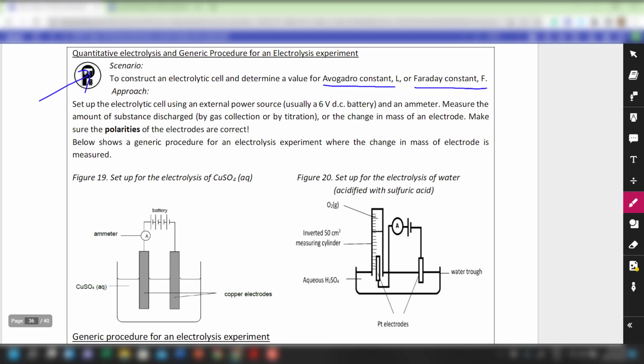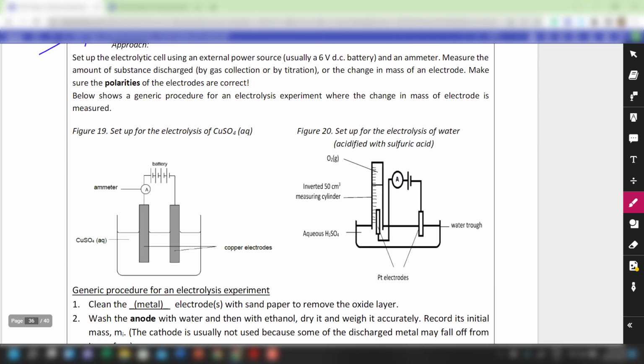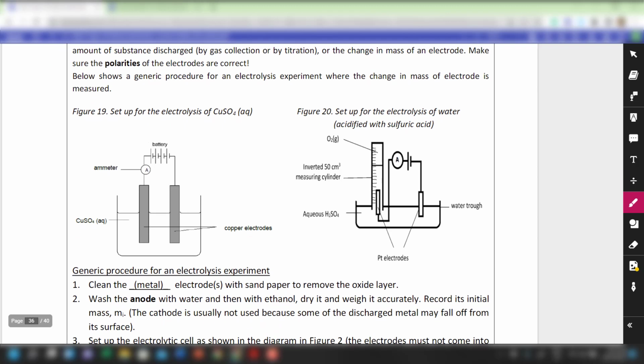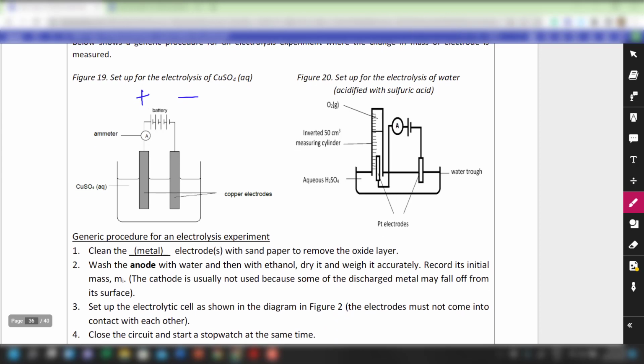Of course you need to ensure that the polarity of the electrodes is correct. Remember earlier on, this is minus and plus. The longer one is plus, the shorter one is minus. For the generic procedure, I think you can just read through it here. This is an example of a setup for the electrolysis of copper sulfate, where copper is deposited on one of the electrodes, and at the other electrode, copper will be oxidized.